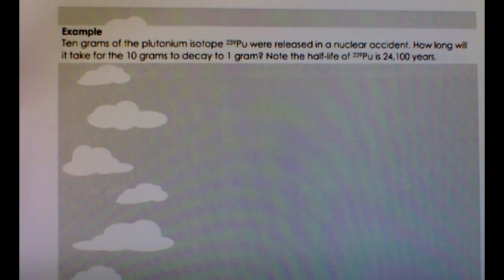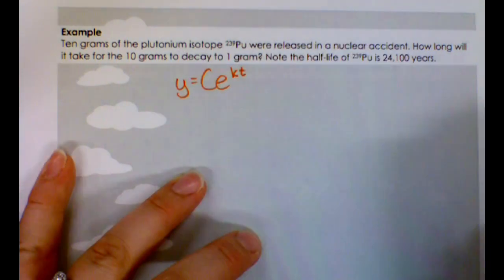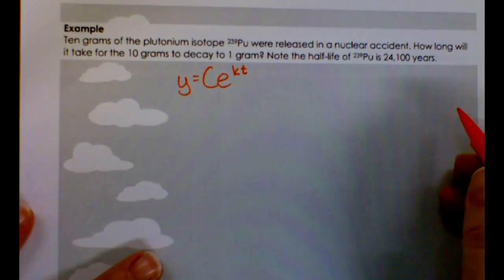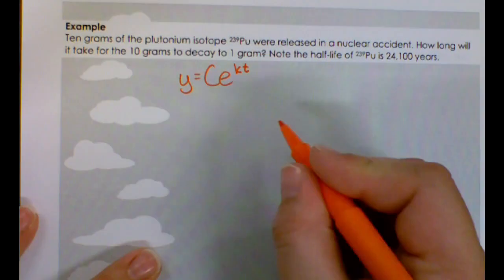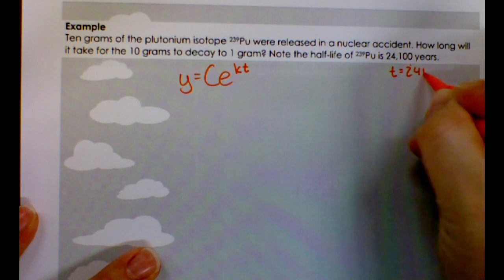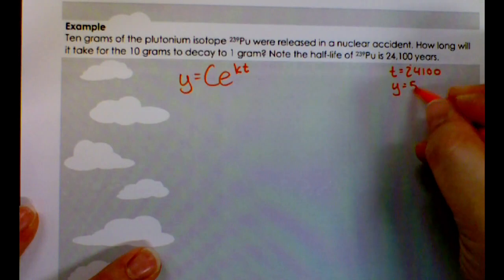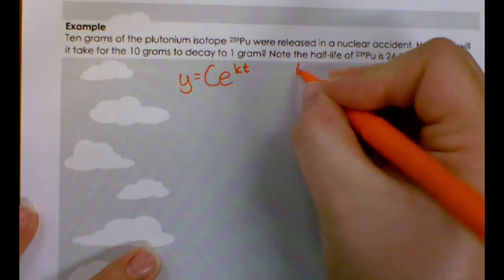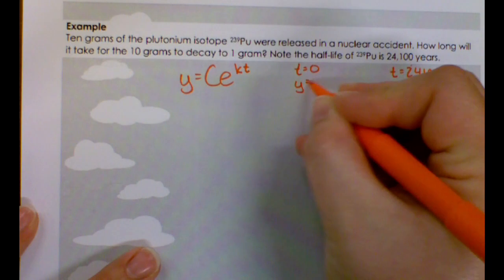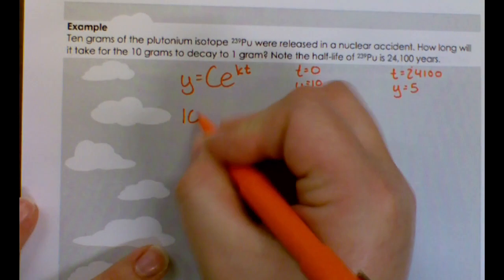So half-life means that the rate of change is always proportional to the amount of it that there is, which means we know y will equal c e to the kt power. We know that the half-life is 24,100 years. So that means in 24,100 years, so when t is 24,100, our y value will be half as much, which is 5. We also know that when t is 0, our y value was that initial 10. Use t is 0, y is 10 to find c.